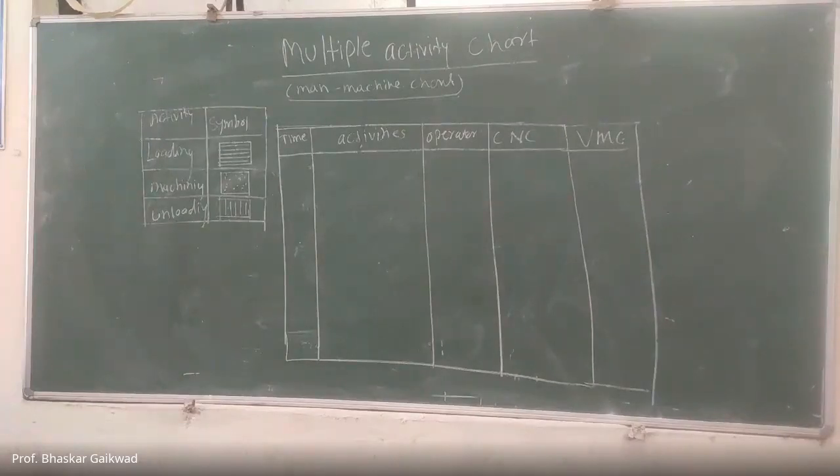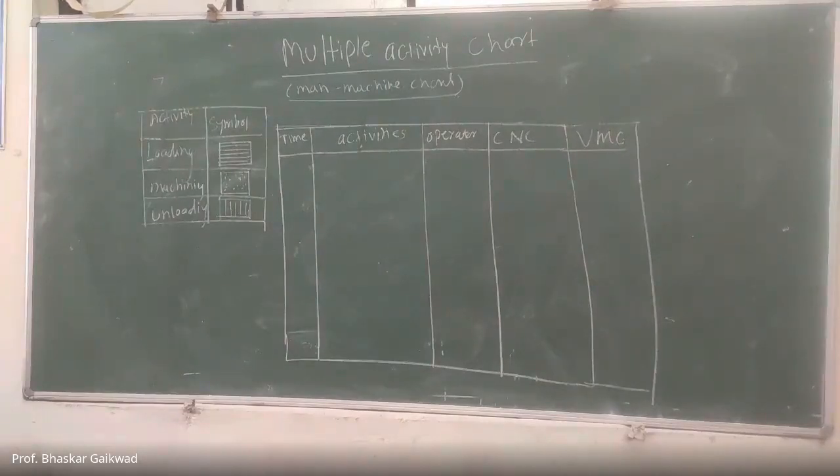Loading purpose, which symbols we can use. Machining purpose, which symbol we can use. Unloading purpose means we have to fit our job on the machine. The machine will perform its operations. After that, we'll remove it, and then we'll put the next job. Loading will be there. Okay.